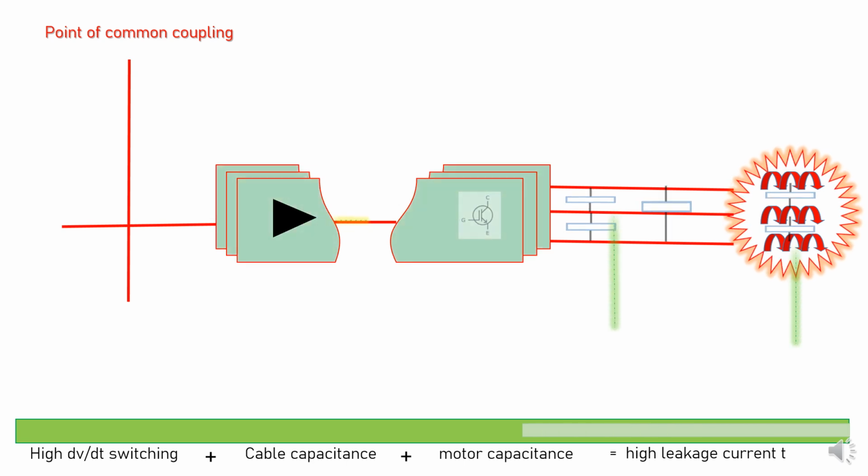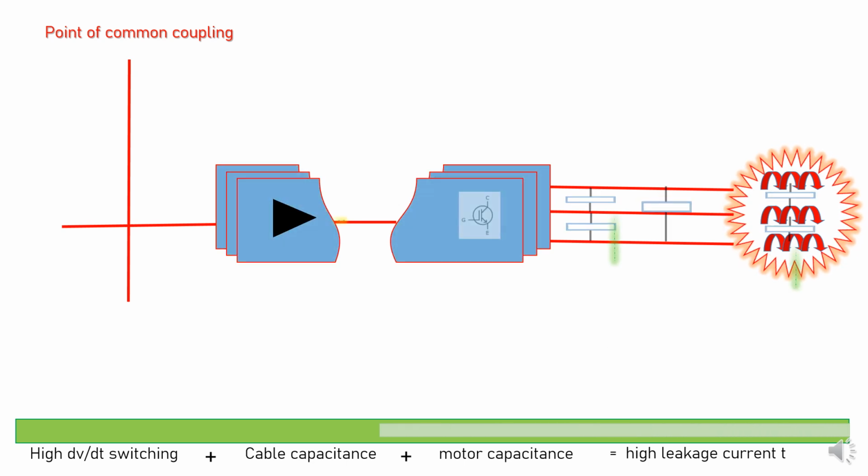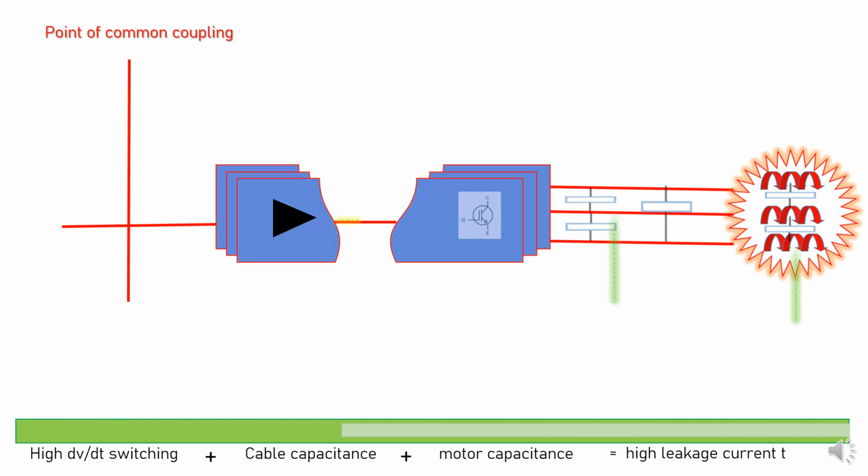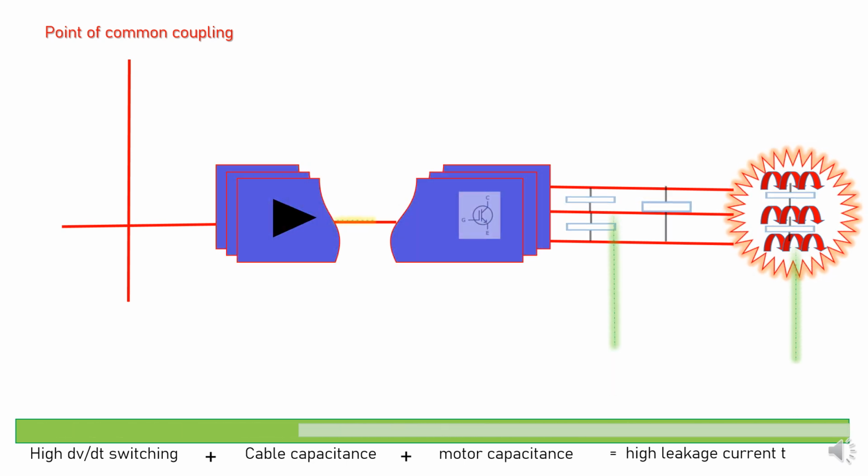From the left side, the point of common coupling, there is a rectification, and again there is a problematic element, which is nothing but our switching, that is IGBT or any other IGCT. So with this type of switching, and with the cable capacitance and motor capacitance in the air gap between the stator and rotor, having a capacitance at the motor too, you can see here by addition of high switching frequency, high dV by dt, the cable capacitance and the motor capacitance will result in high leakage current.